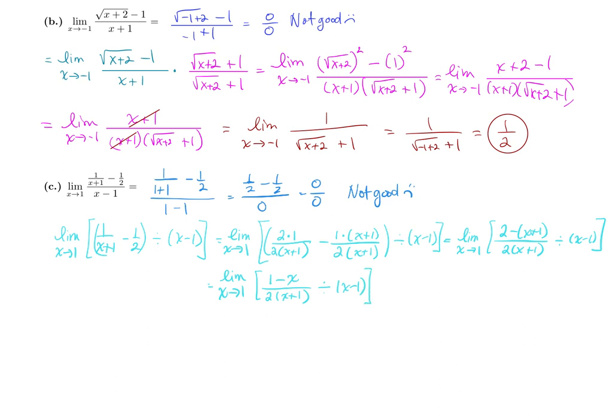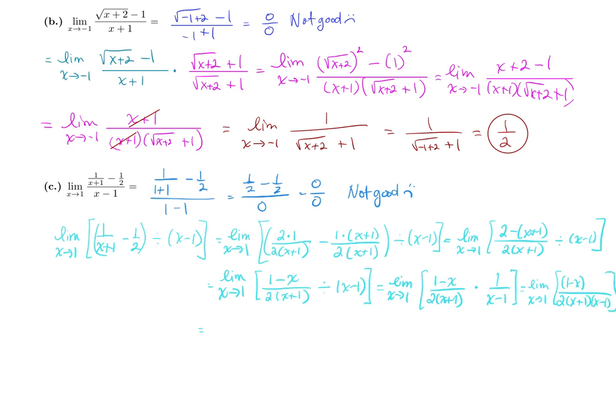So carry our limit through. With division of fractions, that means we're really going to have 1 minus x over 2 times x plus 1, and we're going to keep that one. We're going to switch the sign from division to multiplication. And we're going to flip the x minus 1 over 1 to 1 over x minus 1, and then we can multiply through. So we really get a limit as x goes to 1 of 1 minus x over 2 times x plus 1 times x minus 1.